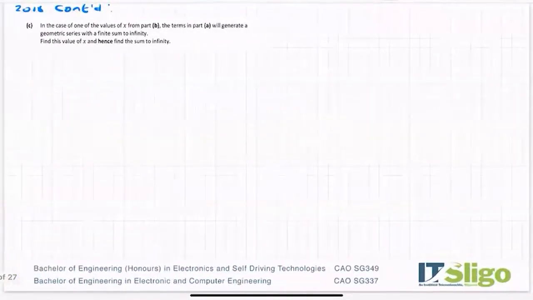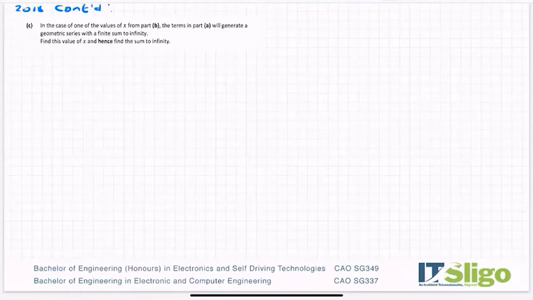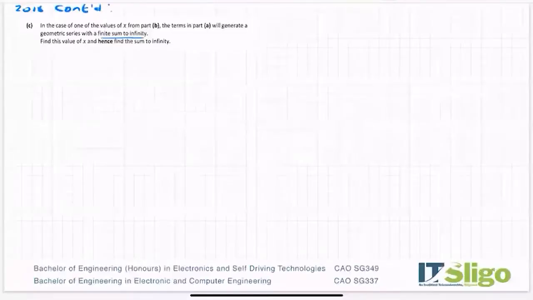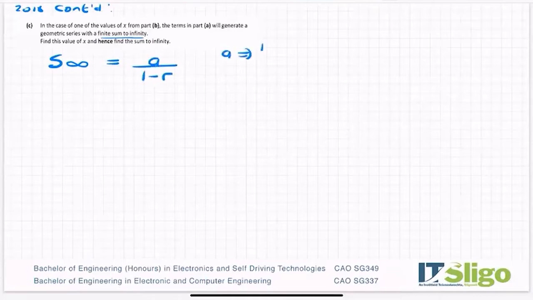Part C. In the case of one of the values of x from part B, the terms in part A will generate a geometric series with a finite sum to infinity. Find this value of x and hence find the sum to infinity. Well, this is this formula here, and you'll see it quite a bit as you do exam questions, where the sum to infinity is equal to a over 1 minus r, where a is your first term and r is what's called your common ratio.